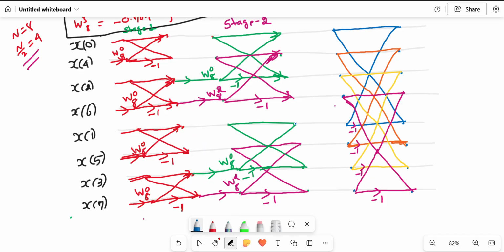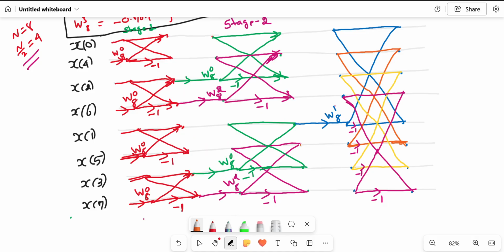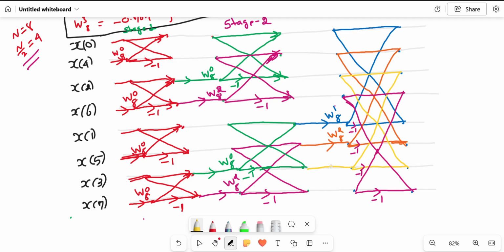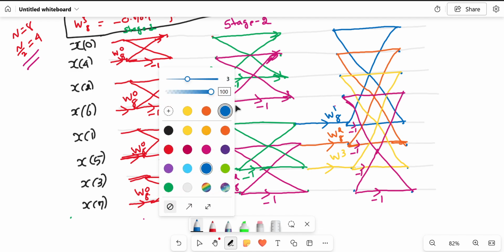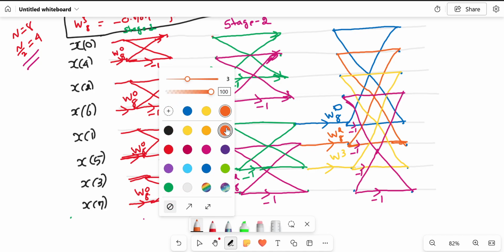So this lower wing should have W18. Second one, this butterfly W28, and the third one, this butterfly W08. This is W08. This is W18.